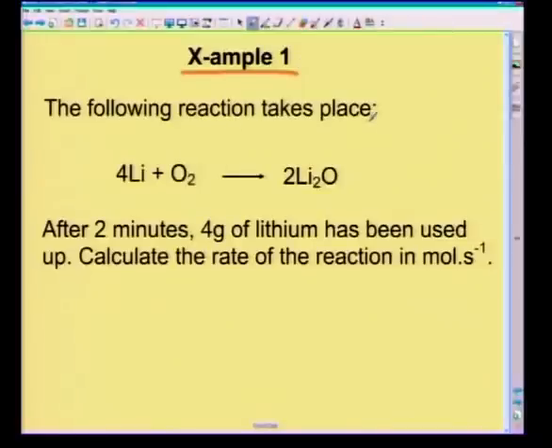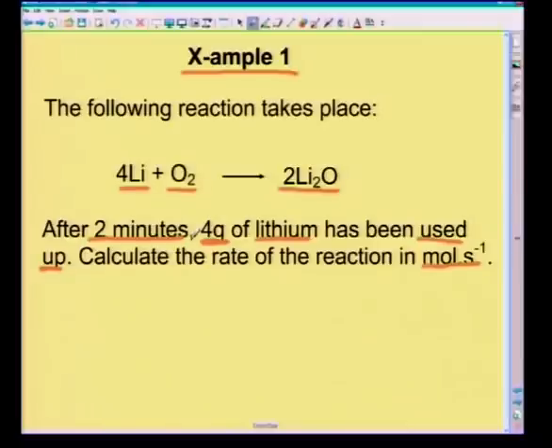Now let's have a look at an example. Example 1. The following reaction takes place where you have lithium reacting with oxygen and producing lithium oxide. After 2 minutes, 4 grams of lithium has been used up or consumed. Calculate the rate of reaction in moles per second. You see, we are told moles per second. Now, it means that we are given mass, so we need to convert this mass into moles.